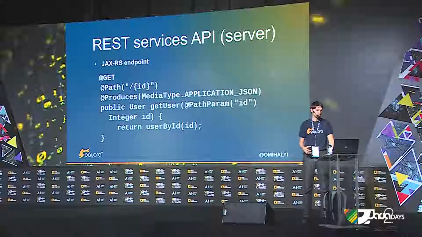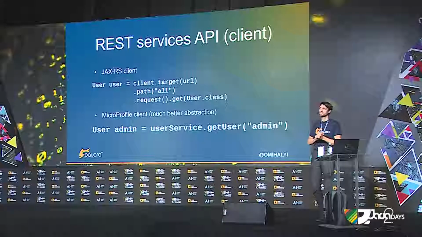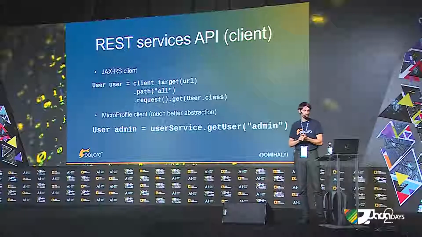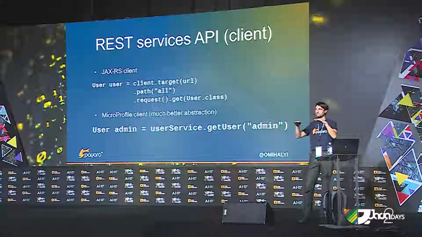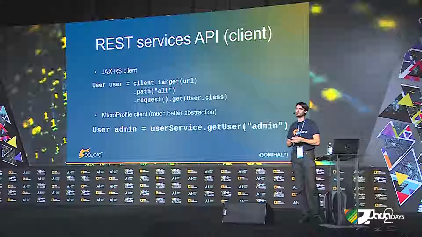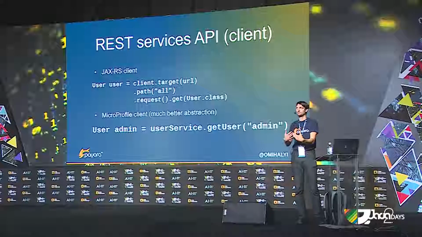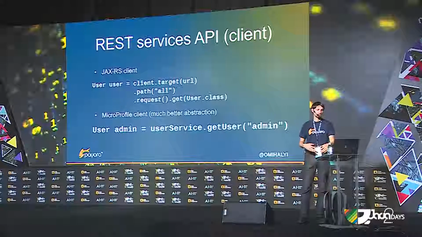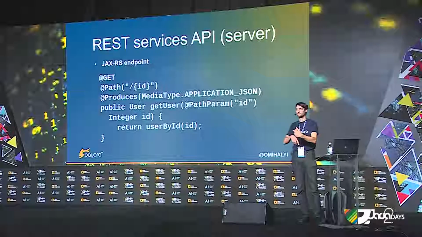On the other side, the client API is not so nice. It's more low level. But in Microprofile, there's another API that's built on top of it, and it basically provides you the ability to write an interface. So you define what you want to call, but not how. The how is provided by the same mappings as we use here. It's just reversed.